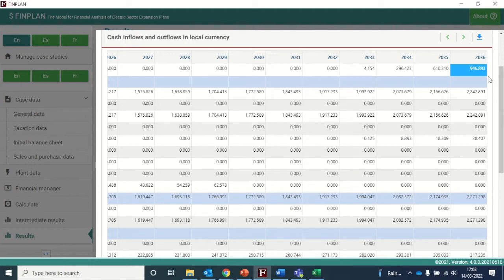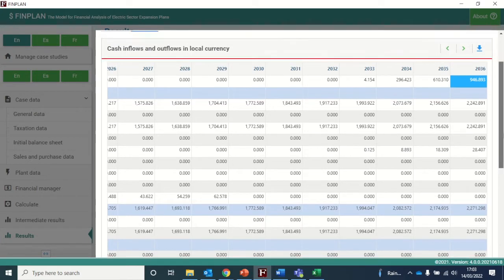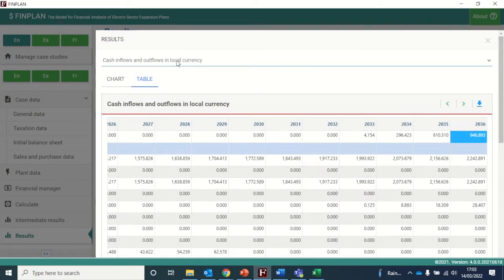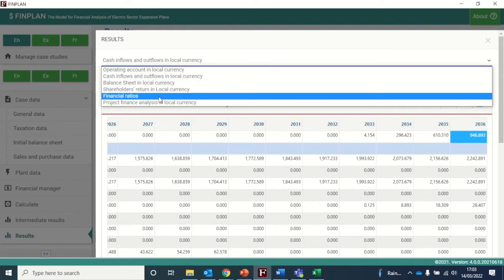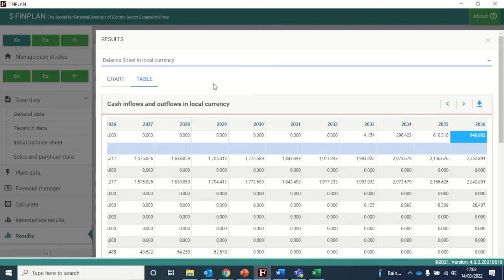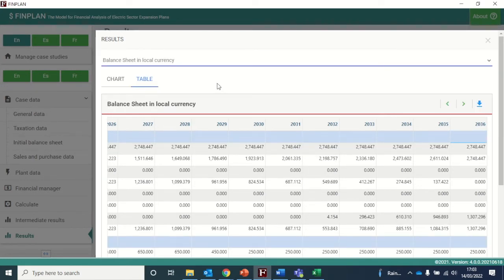Nice, so now we know how to interpret cash inflows and outflows, and we will move on to the next one, which is the balance sheet. Note that you can also move around with this drop-down menu here. The balance sheet provides a snapshot of the financial health of a project or company by reporting the sum over the years of what it owns and what it owes at a certain point of time.